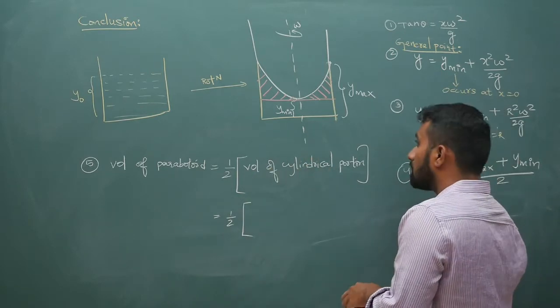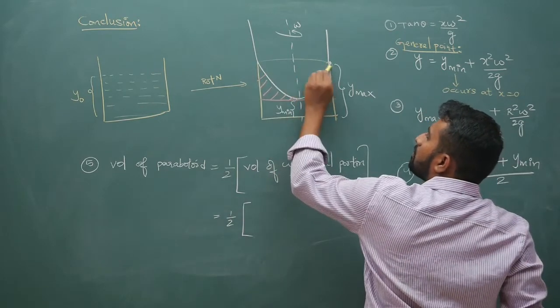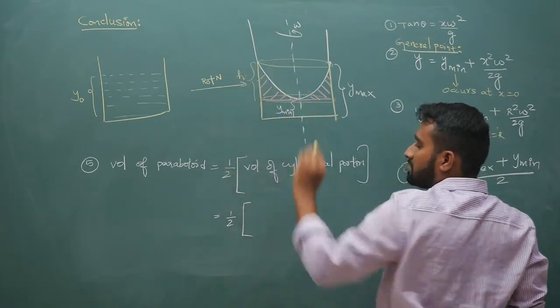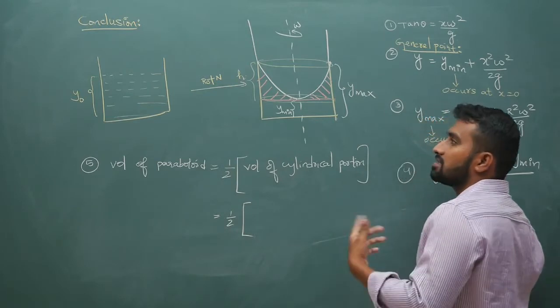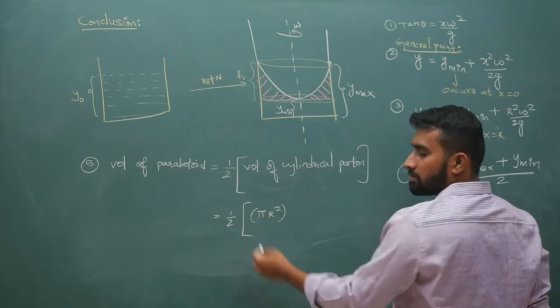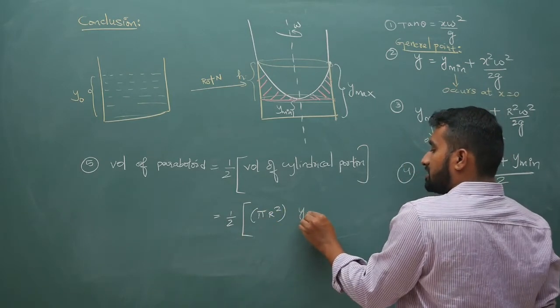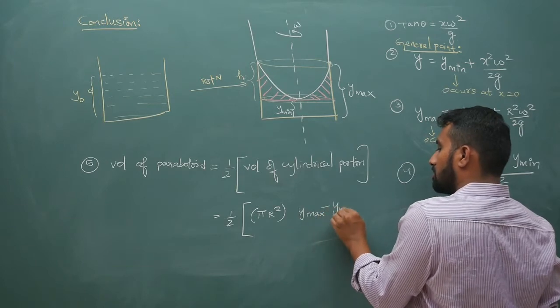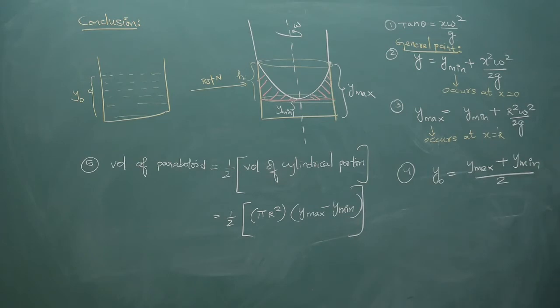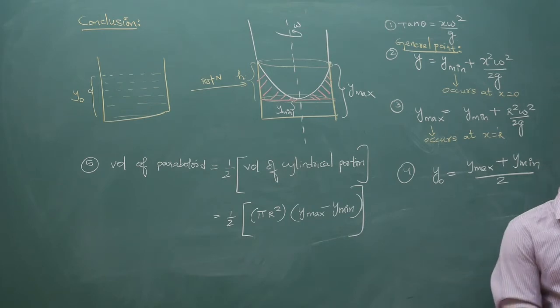That means between these two points there is a cylinder of height h. But what is h? y max minus y min. So the area of base pi r square times h, which is y max minus y min. You can write it this way also. With these relations you can solve any problem that is asked. Copy it down directly. Let's jump into some basic questions.